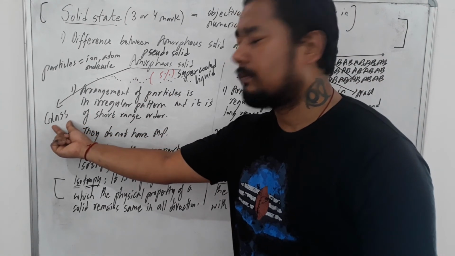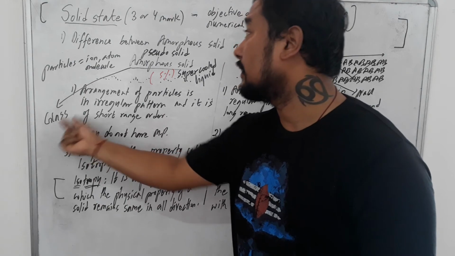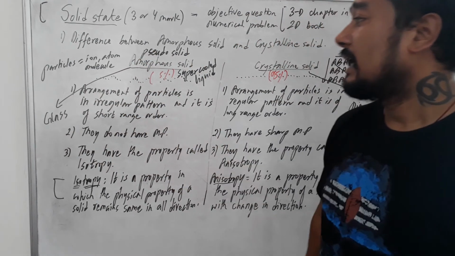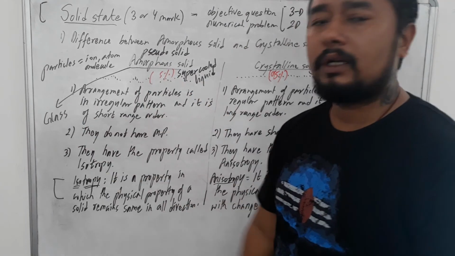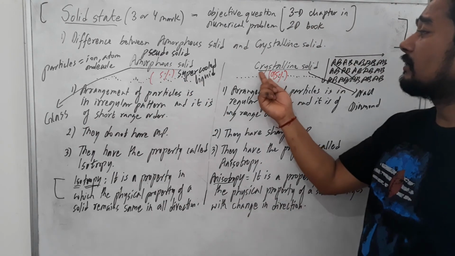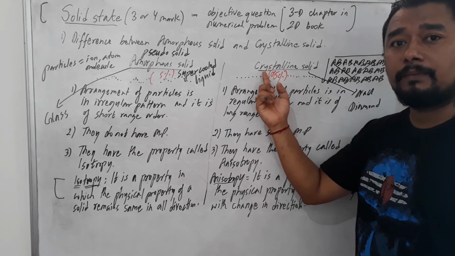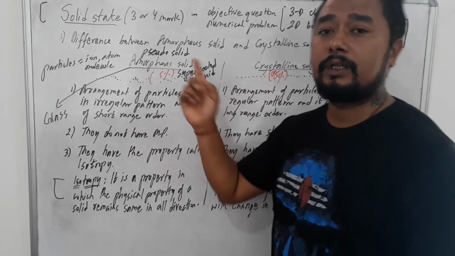Glass looks like a solid, but actually it's not a solid. It is a false solid. That's why we call it pseudo solid. And do remember, glass is not a solid. It is a supercooled liquid, which comes under amorphous solid. And crystalline solids have definite shape and definite volume, but amorphous solids don't.